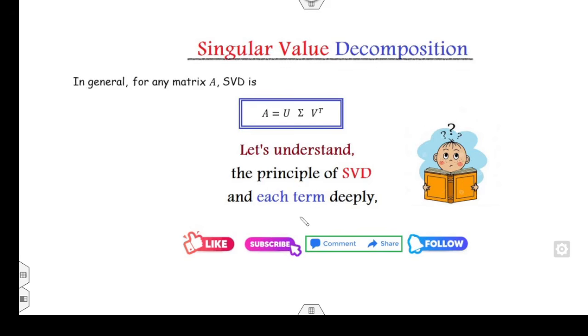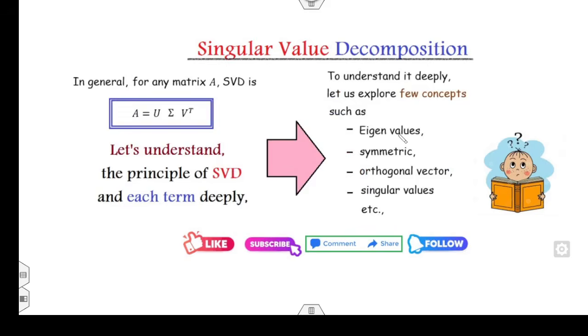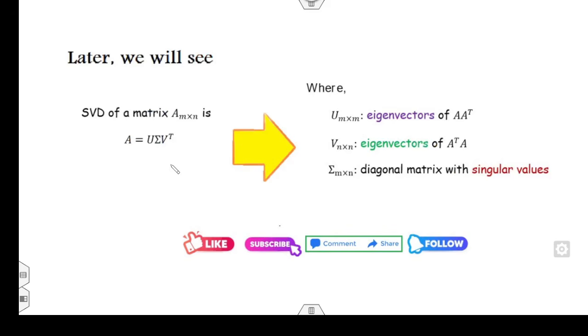Now, in order to understand the concept of singular value decomposition, we need to understand each term, that is U, sigma and V, separately. For that, we need to understand the concept of eigenvalues, what is a symmetric matrix, what is an orthogonal matrix, and what singular values are. So let's explore each concept one by one. Firstly, let's explore the meaning of eigenvalues in the singular value decomposition.